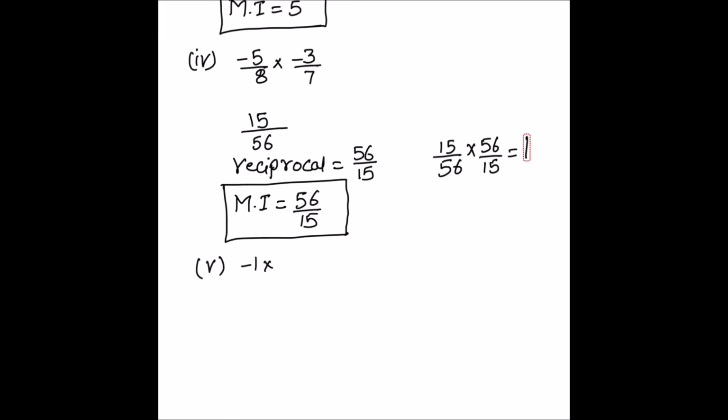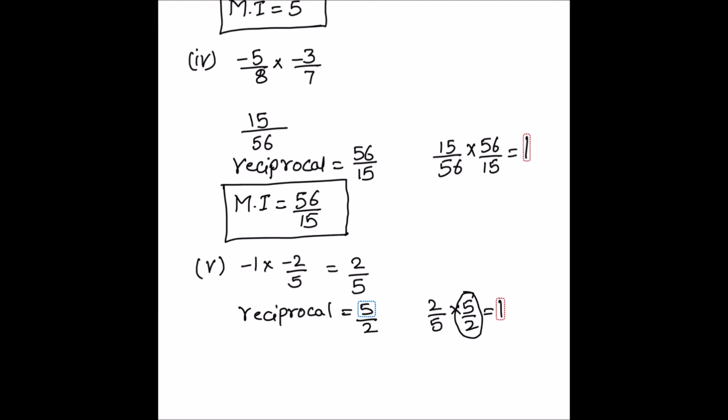The fifth one is minus 1 times minus 2 upon 5. Here too we are going to first multiply the two numbers and then find the multiplicative inverse. So simplify it. Minus 1 times minus 2 is 2 and 5 times 1 is 5. So 2 upon 5. Now we are going to find the reciprocal of 2 upon 5, which is 5 upon 2. Let's check. 2 upon 5 times 5 upon 2 equals 1. Hence, this is the multiplicative inverse of the number. So the multiplicative inverse of 2 upon 5 is 5 upon 2.